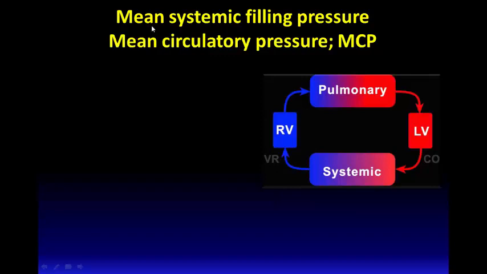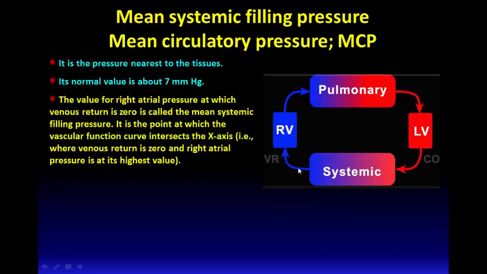Now, let's describe the other pressure which affects and determines the venous return in more detail. This is the mean systemic filling pressure, which is also known physiologically as the mean circulatory pressure, or MCP. This is the venous pressure nearest to the tissues. Its normal value is about 7 millimeters of mercury.